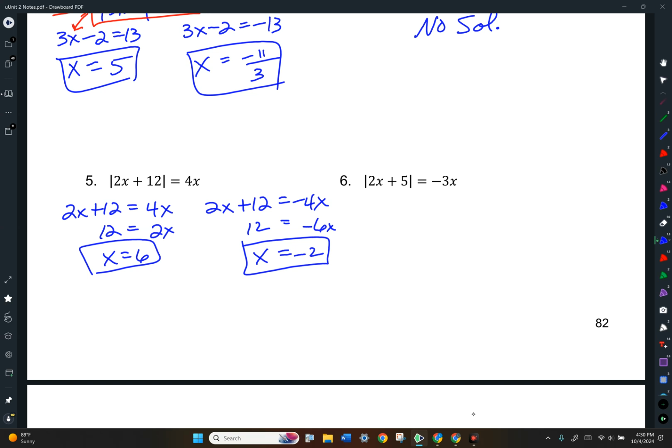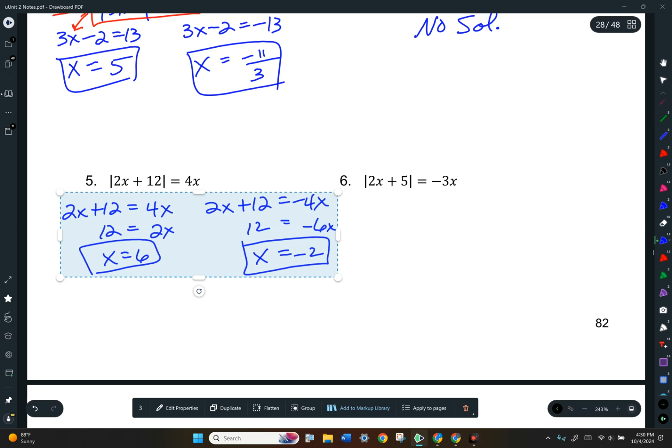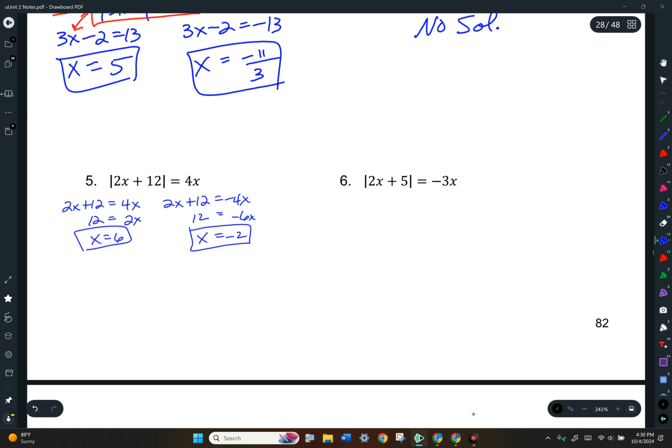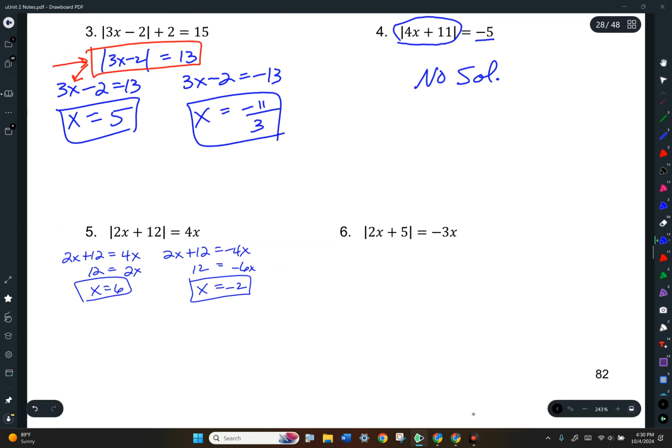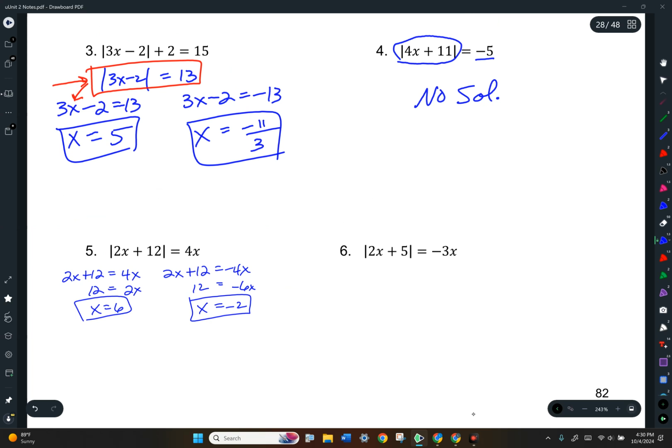So let's look at number 6. Let me squeeze that up. Okay, so on number 6, again, write your two equations. So either, now at this point you might be saying, hey, is this like number 4 in that the absolute value equals a negative? But just because the absolute value equals negative 3x doesn't mean the absolute value equals a negative, because maybe x is a negative number, in which case you would have the absolute value equals a positive.